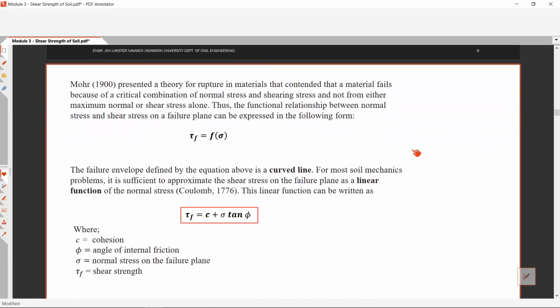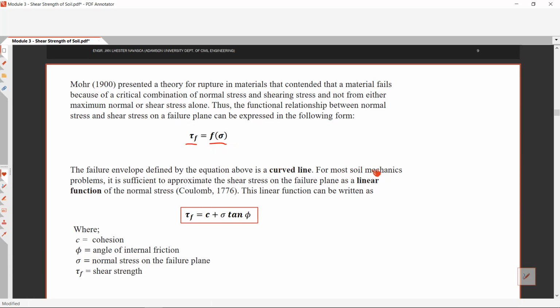So Mohr in 1900 presented a theory for rupture in materials that contended the material fails because of a critical combination of normal stress and shear stress, and not from either the maximum normal or the shear stress alone. The functional relationship between the normal stress and the shear stress can be expressed in the following form. According to Mohr, the shear stress is a function of the normal stress. Then the failure envelope defined by the equation above is a curved line. So this one is a curved line.